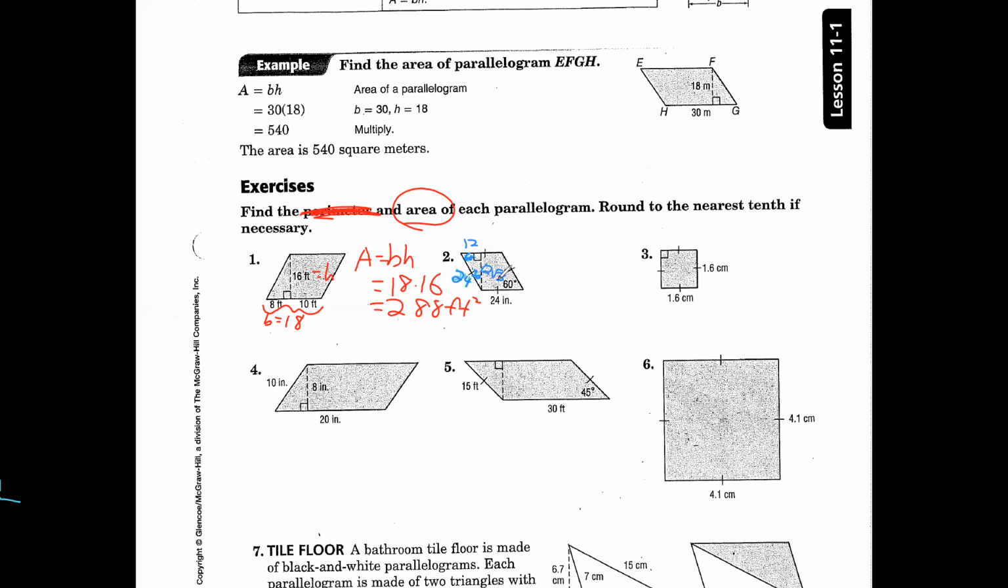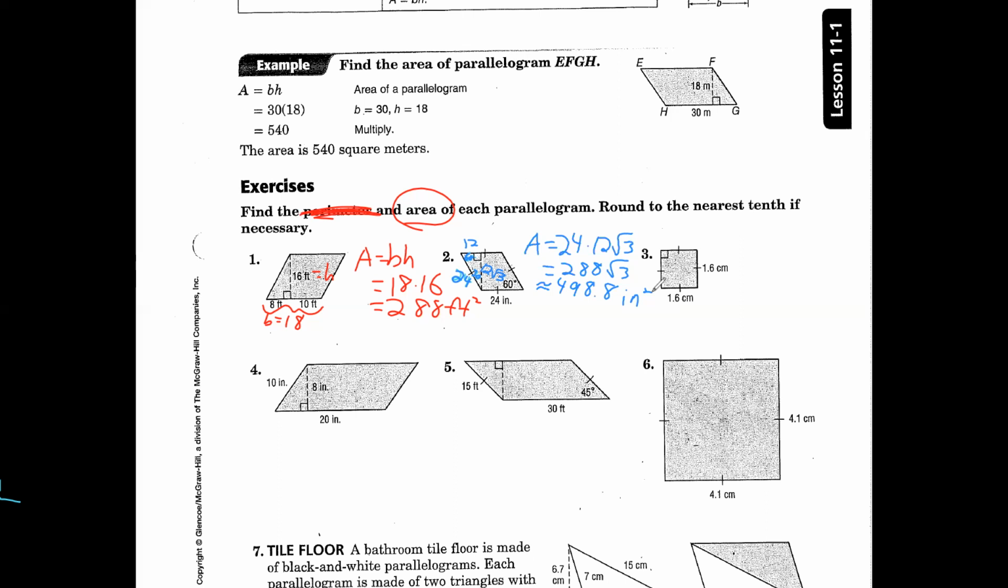So we have a height, we have a base, plug it in. Area equals 24 times 12 radical 3. 12 times 24 gives us 288. That's an exact value. Now, this one did say round. So if we were to multiply that out, 288 times the square root of 3, that is 498.8. This is in inches, so inches squared. Questions on that first page?